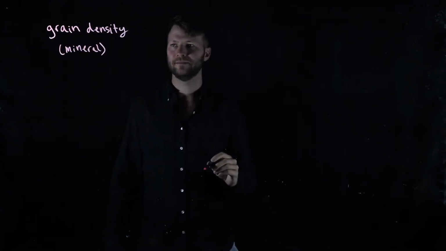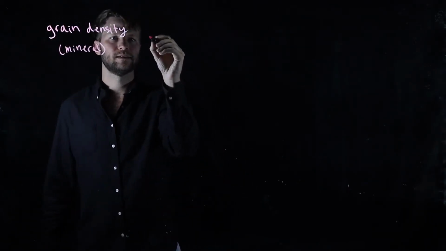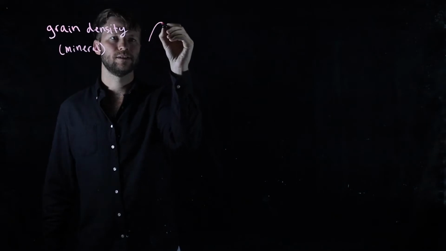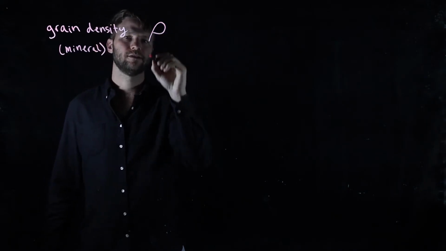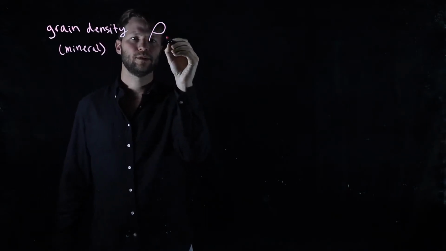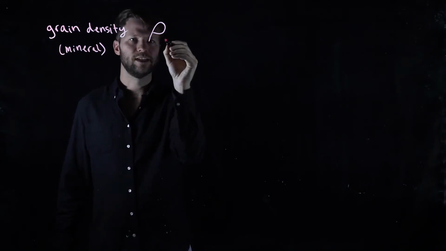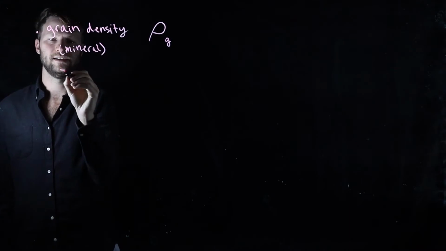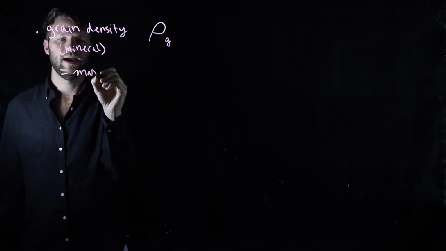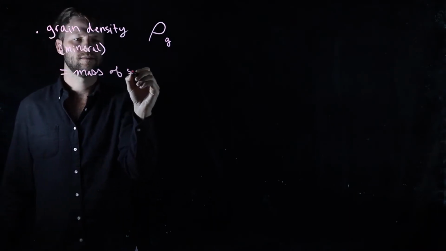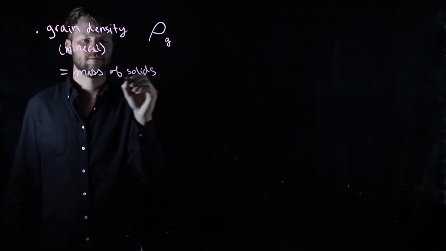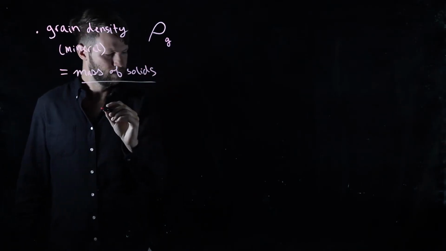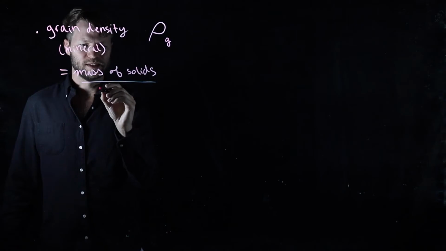Recall that density is the mass per volume. It's most commonly denoted with the Greek letter rho. This is a general term for density. And then we're going to put the subscript g onto it. And we'll define this as the mass of solids divided by the volume of solids.